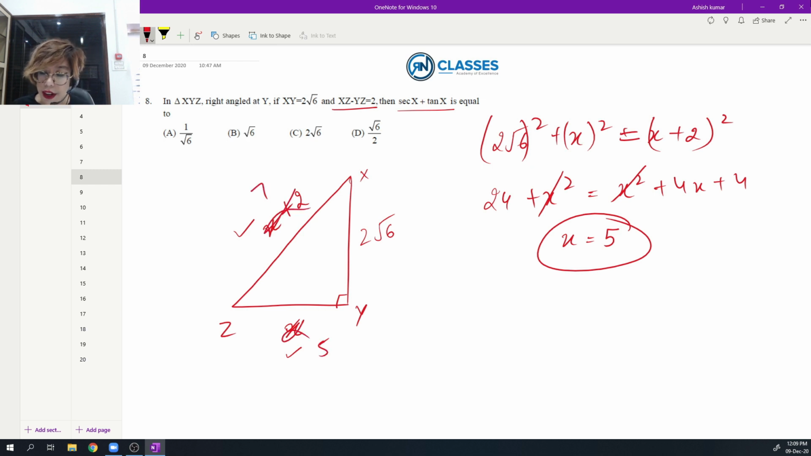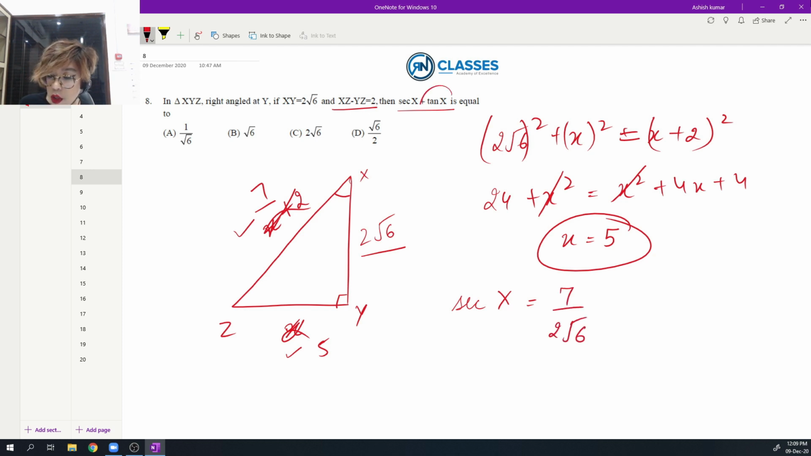Done. Alright, now he says secant x. I don't remember secant x directly, so I'll find cos x first. Now x is here, so let's find cos x. Cos x is 2 root 6 by 7. Now I have to take its reciprocal, so that is 7 by 2 root 6.